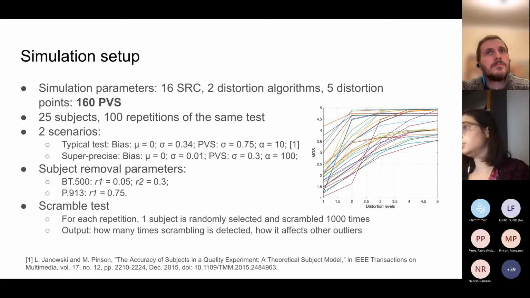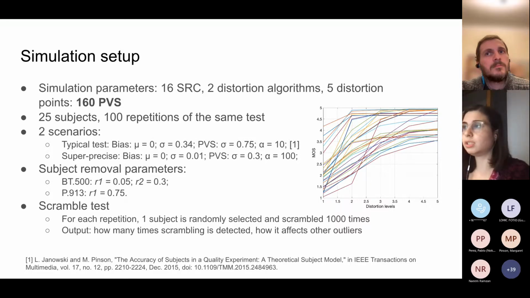And this is the simulation setup that we did. We considered 16 sources that were distorted by 2 distortion algorithms on 5 different distortion levels. So we get 160 PVSs. We consider 25 subjects and 100 repetitions of the same test. So it's the same subject doing it 100 times, let's say. So there's going to be some variability within the subject rating. And you can see the plot of the type of simulation that we're doing, in which we show basically the distribution of the mean opinion score with respect to the distortion levels.